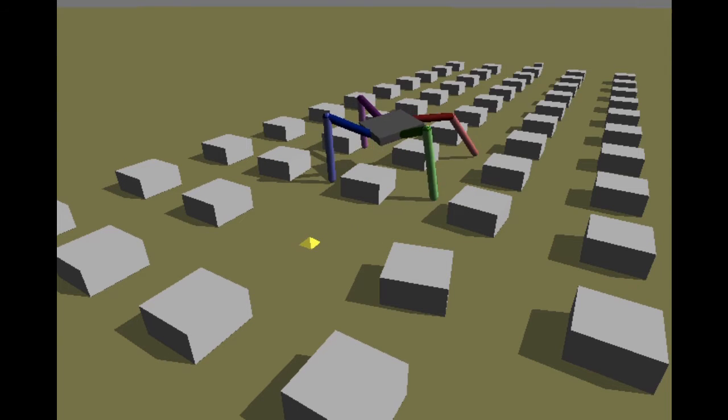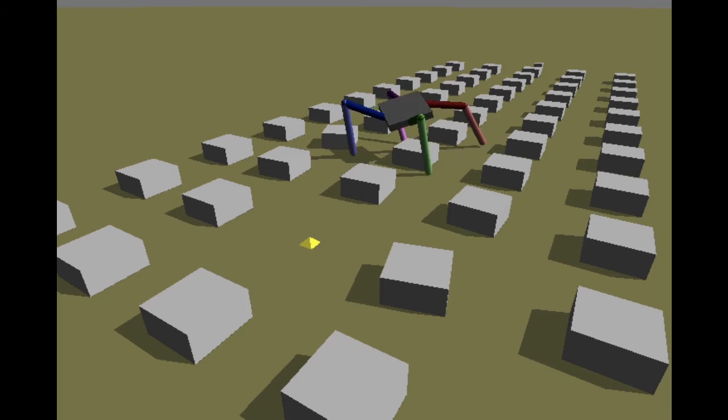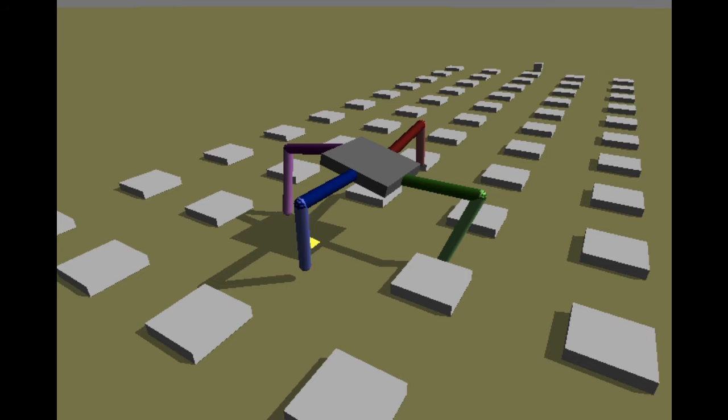This next robot has its legs evolve, and you can see it actually has those legs about the exact length needed to fit in between the obstacles. It also is able to use those obstacles to sort of push itself forward. So a great example of evolution adapting to the terrain.